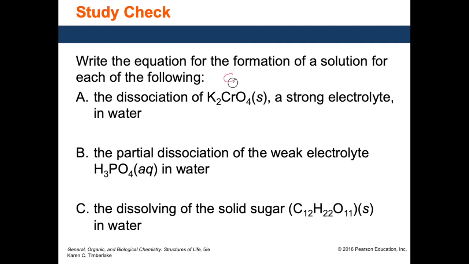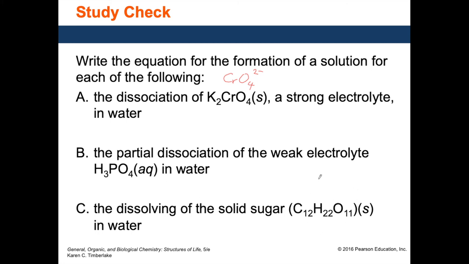It has the formula CrO4 with a -2 charge. Okay, so that's the formula of the chromate polyatomic ion, and it's going to stay intact that way in the product side of that equation. All right. Then we also have the partial dissociation of a weak electrolyte, phosphoric acid. Okay, phosphoric acid splits up into hydrogen ions because it's an acid. It gives off H+. We'll talk more about that in chapter 12. And of course, we'll get phosphate, which is PO4 with a 3- charge.